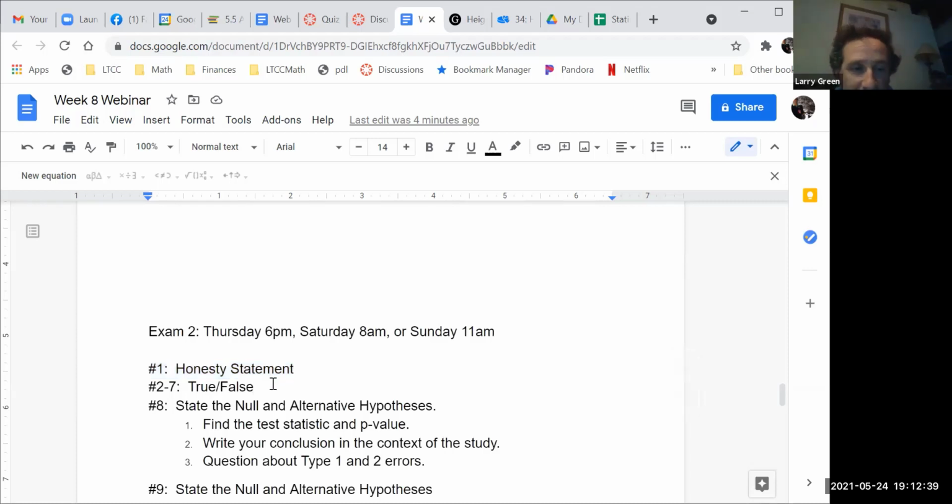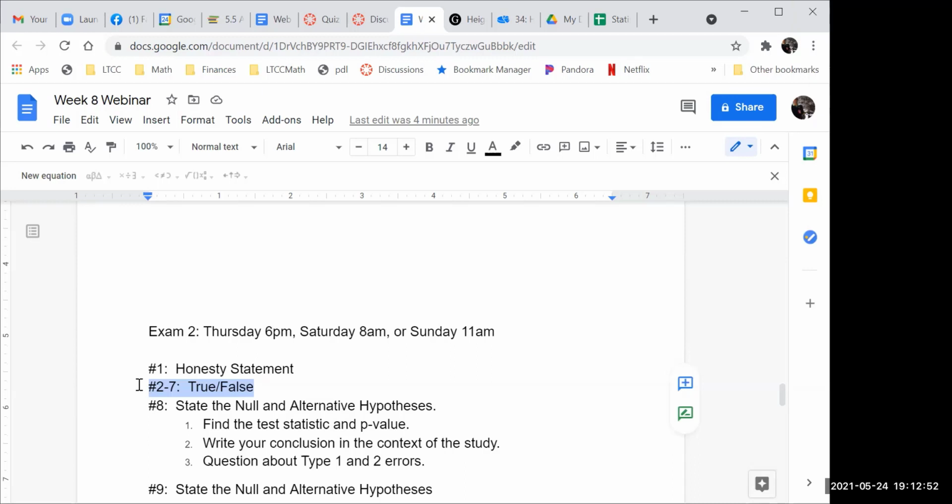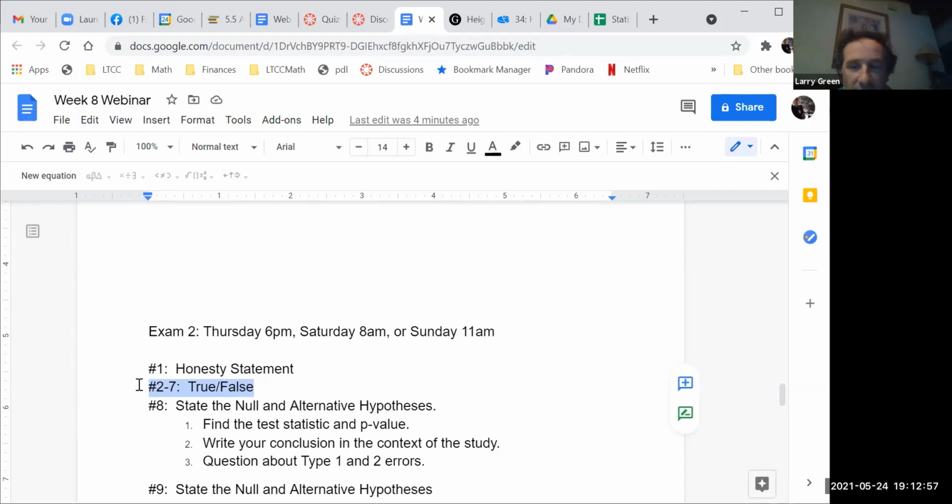Then 2 through 7 are true false questions. How do you practice true false questions? Where have you seen them before? In the homework? Yeah, and the homework had a bunch of true false questions, which I wrote, by the way.